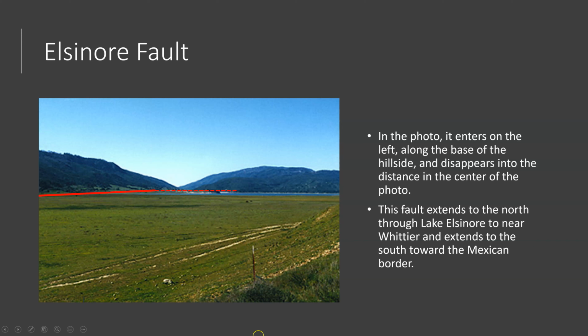And there's the fault there for you. So here's the Elsinore Fault at the base of these mountains, which is controlling the uplift of those mountains. And then it kind of trickles and disappears somewhere in the middle here.